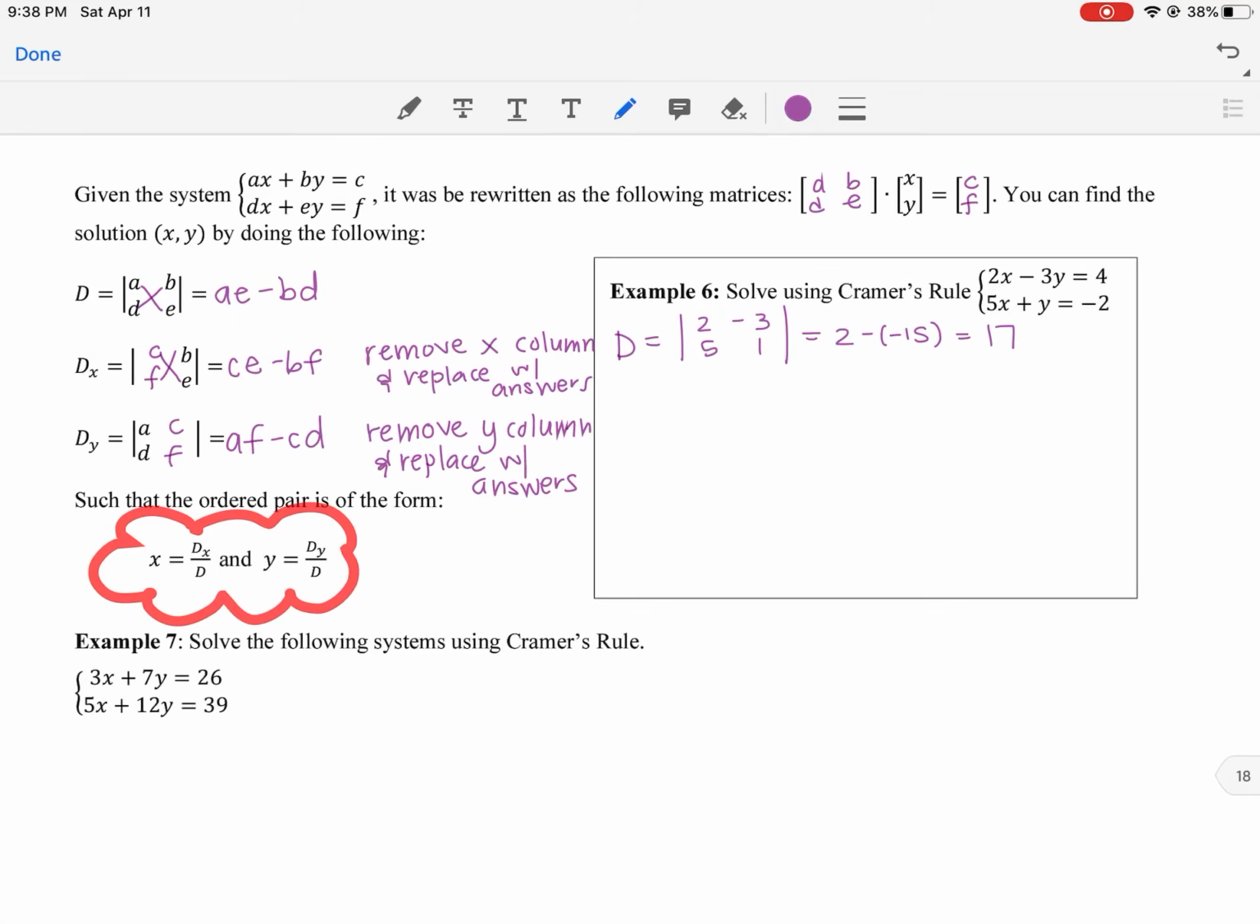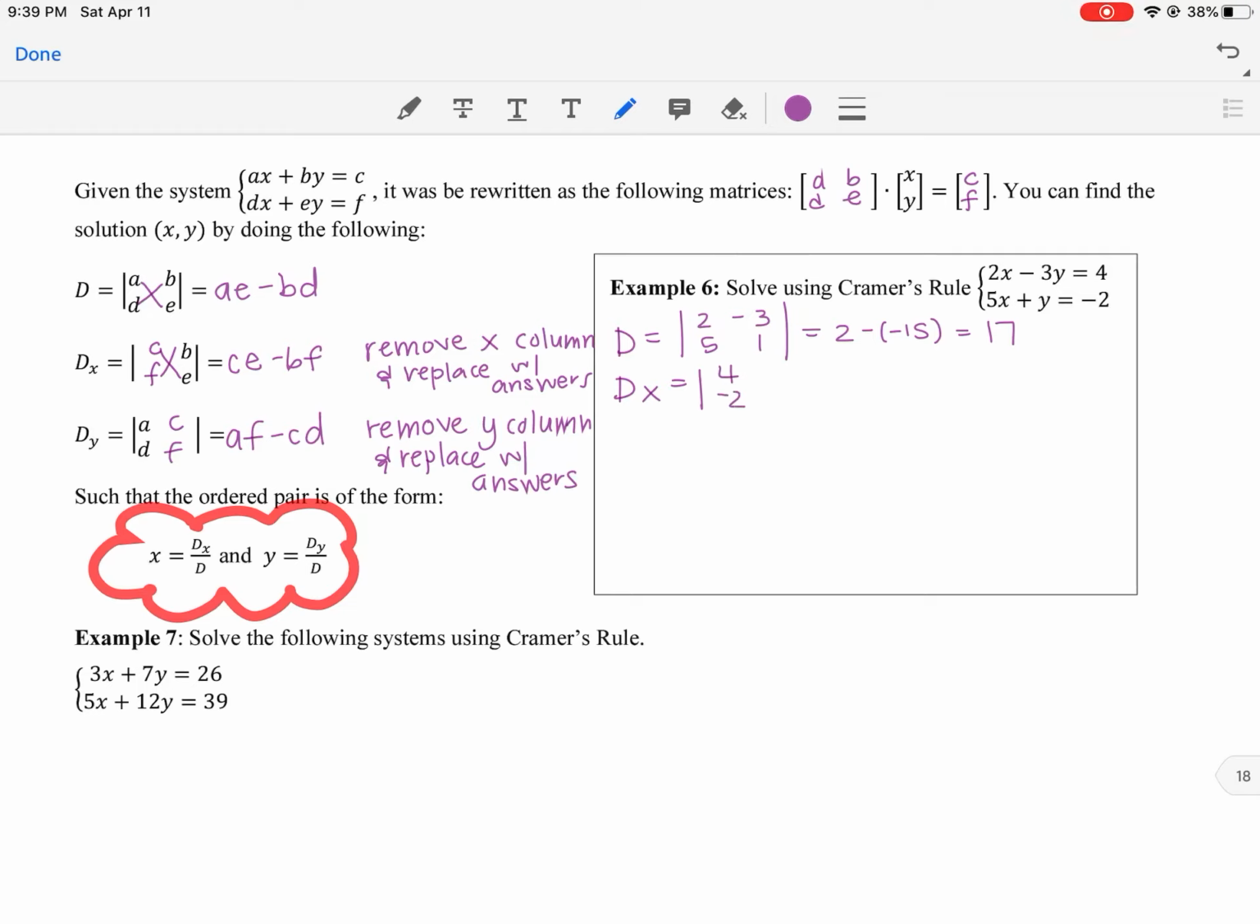So 2, -3, 5, and 1. 2 times 1 is 2, minus -3 times 5 is -15, so we get 17. The determinant of matrix X: we're going to replace the x's with the answers. So replace 2 and 5 with 4 and -2. Leave the -3 and 1. 4 times 1 is 4, minus -3 times 2 is 6, so we get -2.